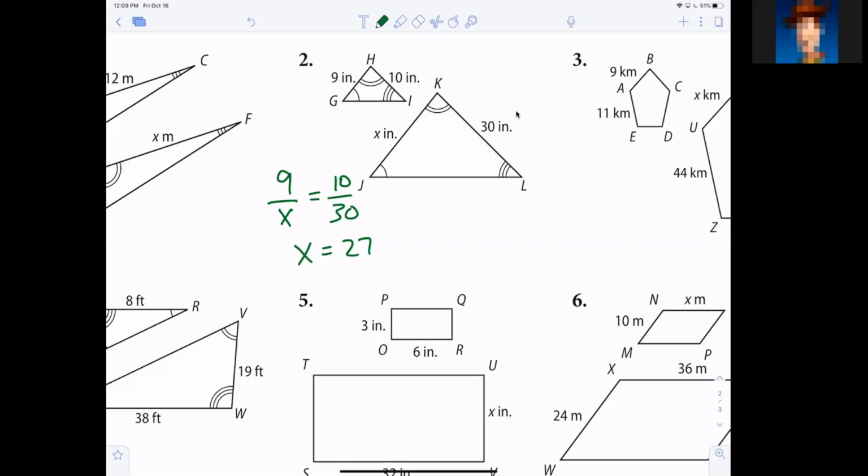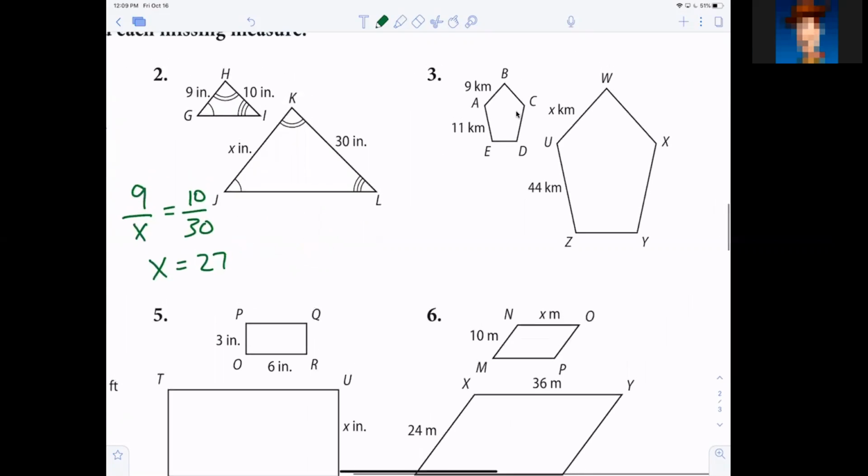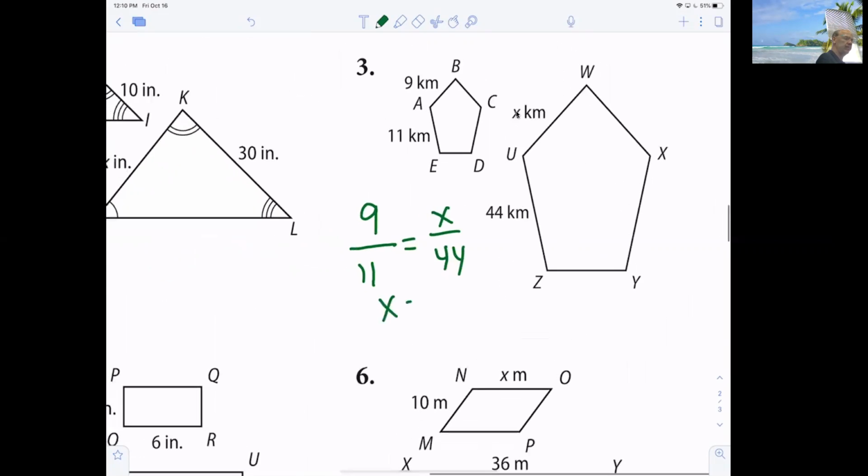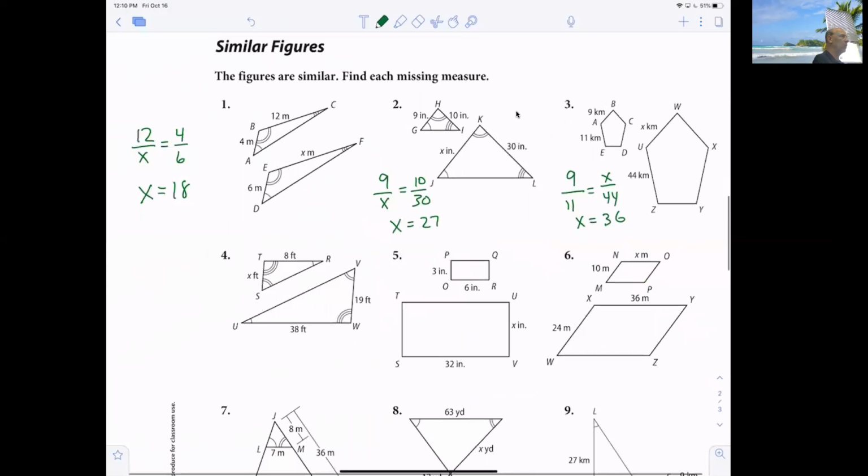Right. Anybody having issues? Jolie, you feel good now? Yes. Okay, good. Molly, how about you? You feeling good? All right, so here we go. Molly, you got to do number 3. Set up the proportion for me. 9 over 11. I like it. And then x over 3. Perfect. Cross multiply, divide. 36. Yay.